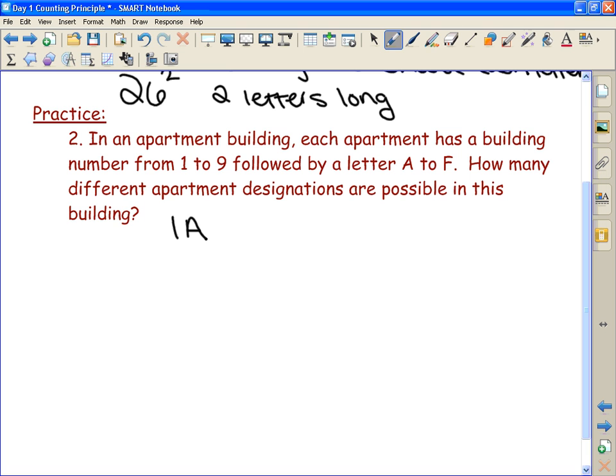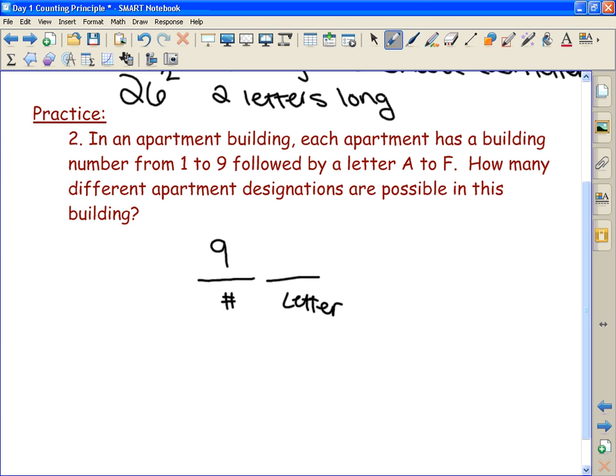So we would like to find how many different apartment designations there are possible in this building. Okay, so each apartment gets a number designation and a letter designation. So we have to think, okay, how many numbers do we have to choose from? Well, 1 through 9. So 1, 2, 3, 4, 5, 6, 7, 8, 9. That's 9 choices. And how many letters do we have to choose from?